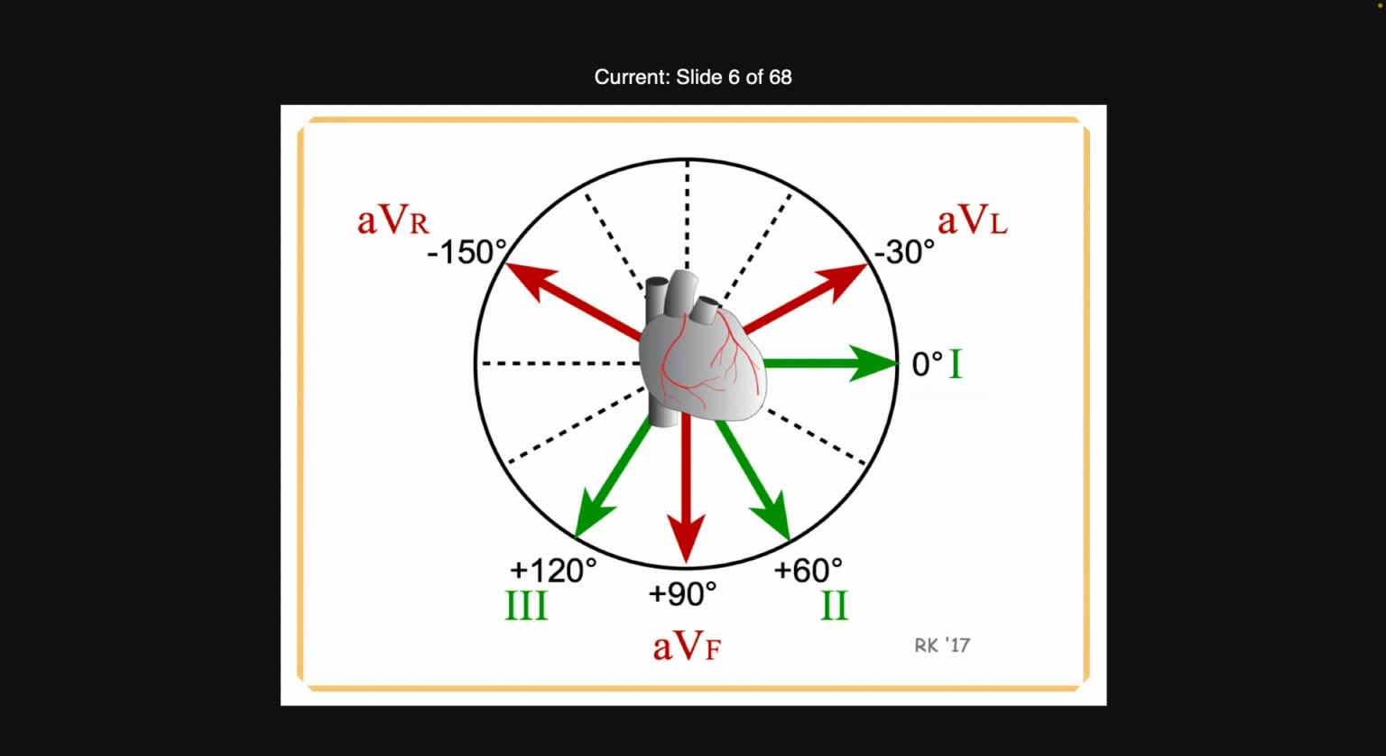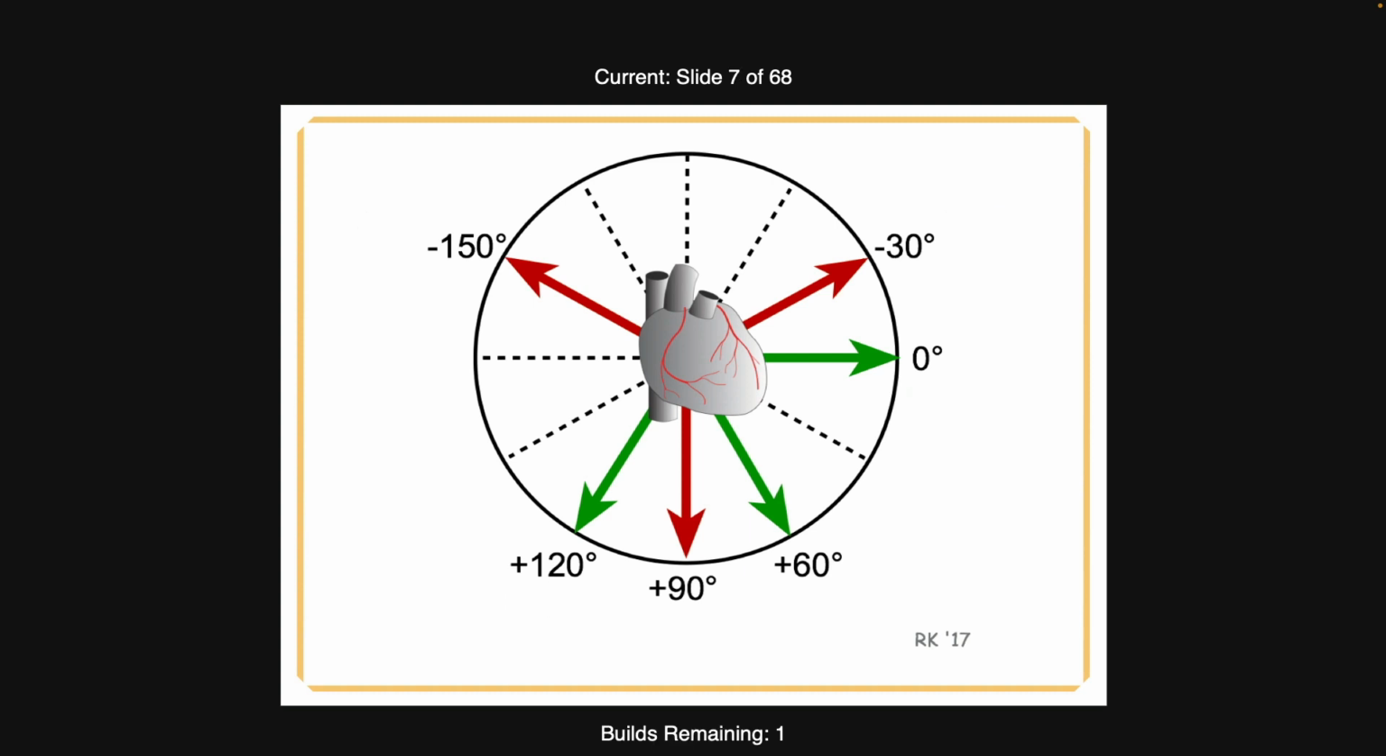So what I want you to do now, and it's just an exercise, is take your handout, don't look at your laptop, don't look at the next slide, and just do your best to write how the leads lay out along the circle. So put where you think 1 is, aVL is, 2, 3, aVF. Take a couple minutes and do it. And again, just an exercise, not a test.